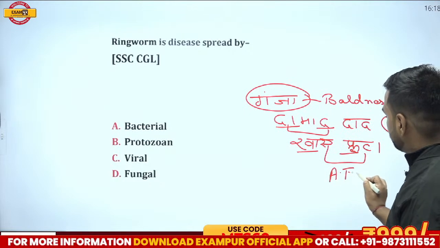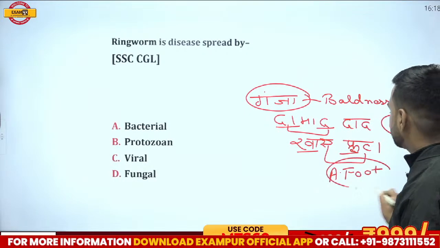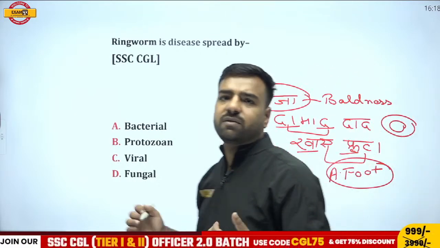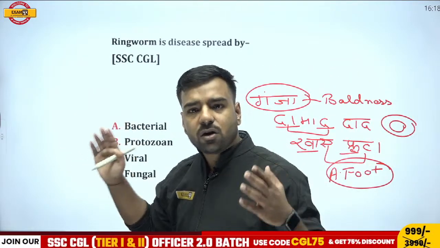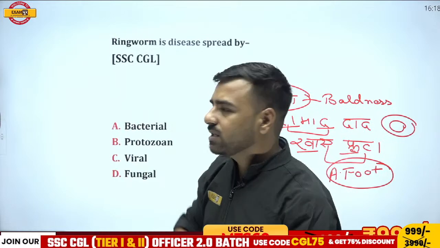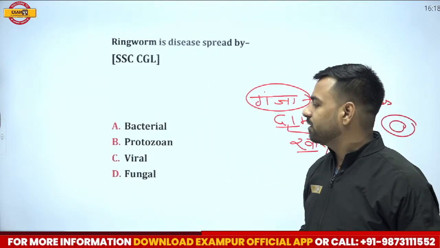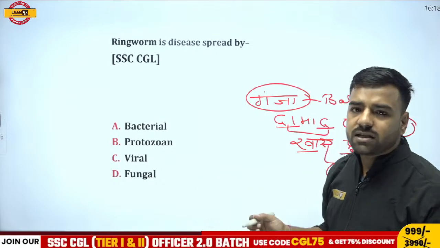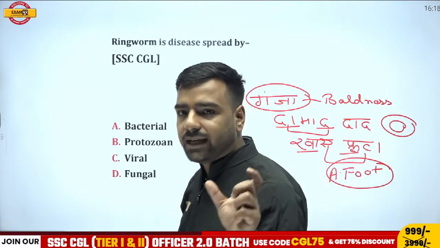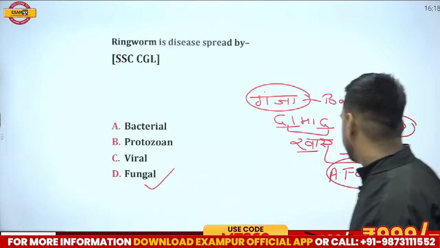So all these issues, athlete's foot, then baldness, or those particular issues where you are talking about the ringworm part, all these are fungal diseases. So yes, ringworm is a disease which is spread by what? Is it bacterial, fungal, viral, or what? So yes, it is spread by fungi. And here obviously option D is going to be the correct answer.